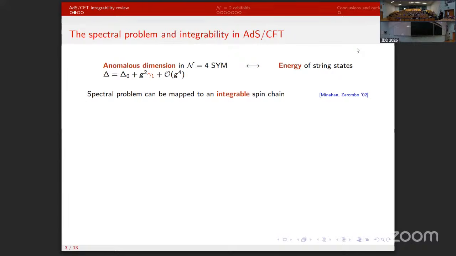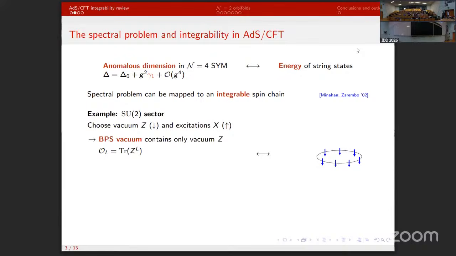So let's build a spin chain and start with an SU(2) sector that will also appear later again and again in my orbifold examples. We choose any of these complex scalars, or the scalar fields that I showed you before, Z, and identify it with spin down. Then we can choose another field, let's say X, and identify it with spin up. From these fields in the gauge theory, we can build a gauge invariant single trace operator. So we take L of these fields and put them in a trace. And then in the spin chain picture, you have a chain with L spin down fields.